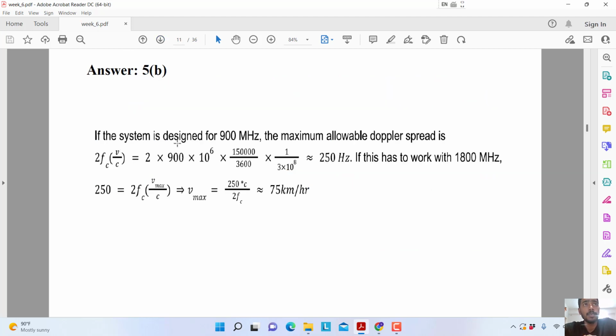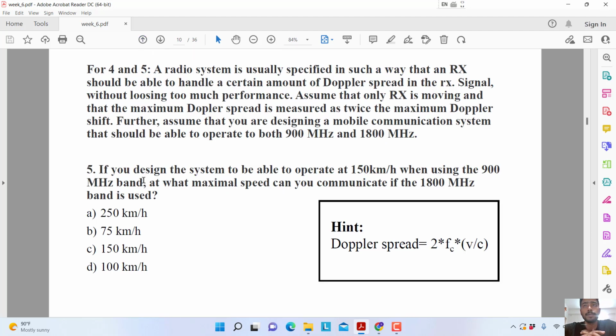So, the explanation is given there. If the system is designed for 900 megahertz, the maximum allowable Doppler spread is 2 FC V by C. From there you will get 250 hertz. So if this has to work with 1800 megahertz, just put the value of Doppler spread 250, and FC is given. From there you can calculate the maximum speed. So Vmax will come to 75 km per hour. Okay, the answer will be option B.